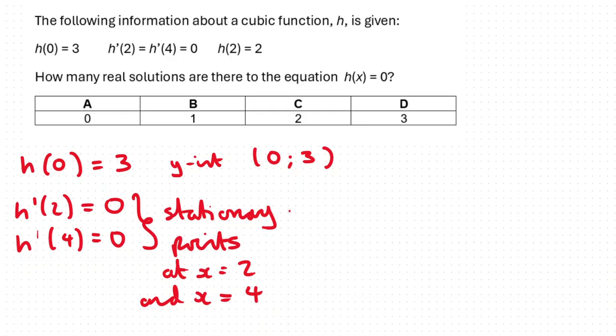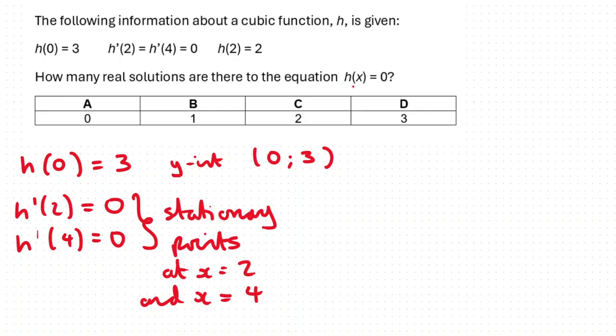All right, so now that we've interpreted that, what's the question actually asking? It says, how many real solutions are there to the equation h of x equals 0? Okay, so now we're wanting to solve an equation, but we don't actually have that equation. So what this question is wanting us to do is to deduce from the graph how many real solutions there would be to the equation h of x equals 0.